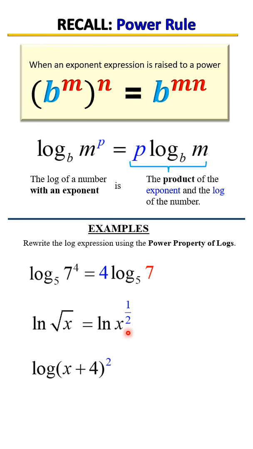And now that we have it in this form, all we have to do at this point, because this log has an exponent, is move this exponent out front and it becomes the coefficient of the log.